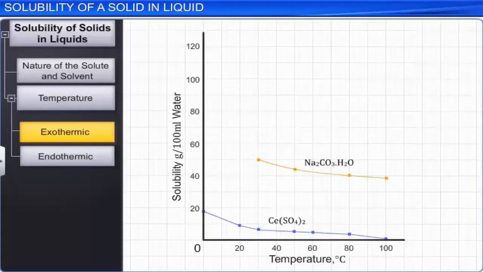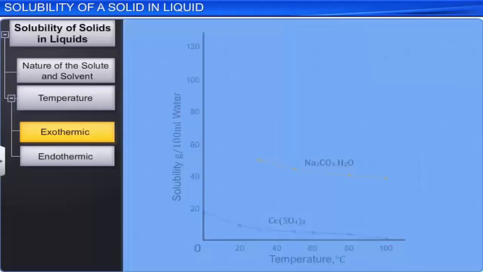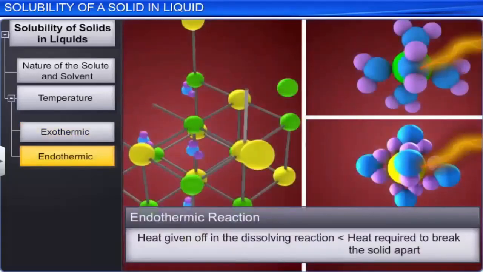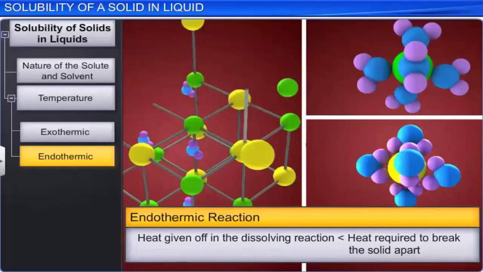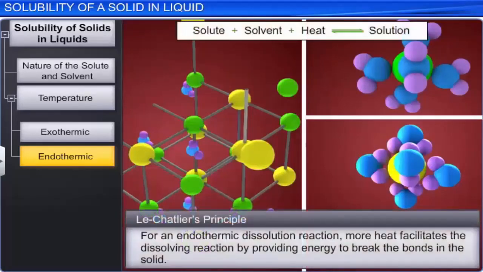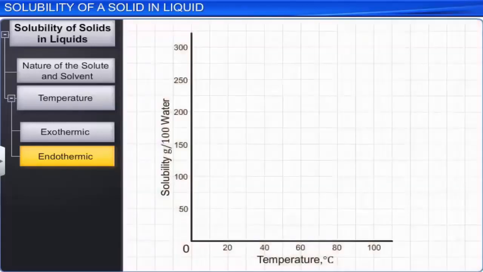On the other hand, if the heat given off in the dissolving reaction is less than the heat required to break the solid apart, the net dissolving reaction is endothermic. As per Le Chatelier's principle, for an endothermic dissolution reaction, more heat facilitates the dissolving reaction by providing energy to break the bonds in the solid. The solubility of most substances like sodium nitrate, sodium chloride, and potassium nitrate increases with an increase in temperature.